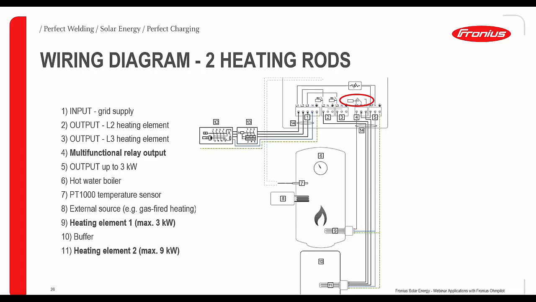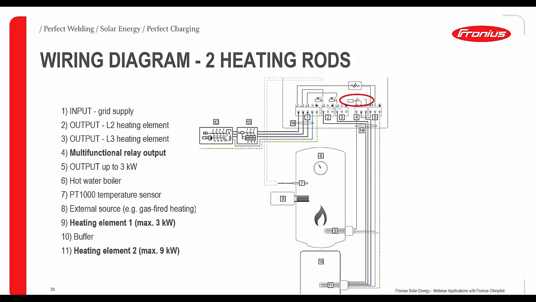Okay, for the wiring diagram for 2 heating rods, we can see this schematic here now. Maybe just the most important parts. On number 4, we can see this multifunctional relay, which is responsible for switching from the first to the second heating rod. With number 9 and number 11, we have these heating rods. The first one is a one-phase heating rod with 3 kilowatts. The second one is a 3-phase, and it can all be connected.